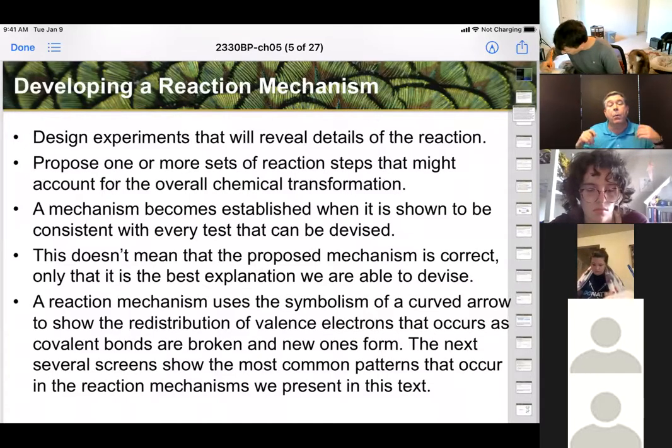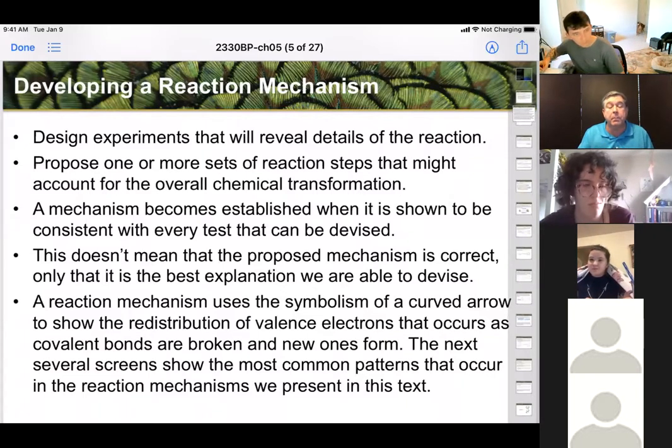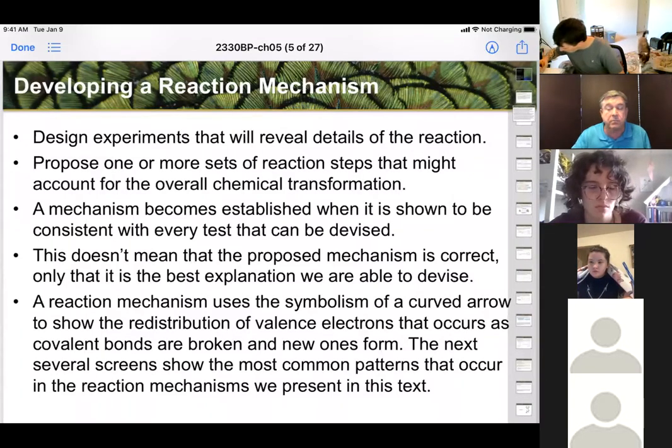And so when we do these reaction mechanisms, we use a lot of curved arrows to show where the electrons are moving. We're going to break a bond and move those electrons to form a new one. So we're going to see lots of arrows of things moving around. We're going to see them being made and being broken. And so we're going to look at those next few things and look for those patterns that we'll see in almost all of these mechanisms.